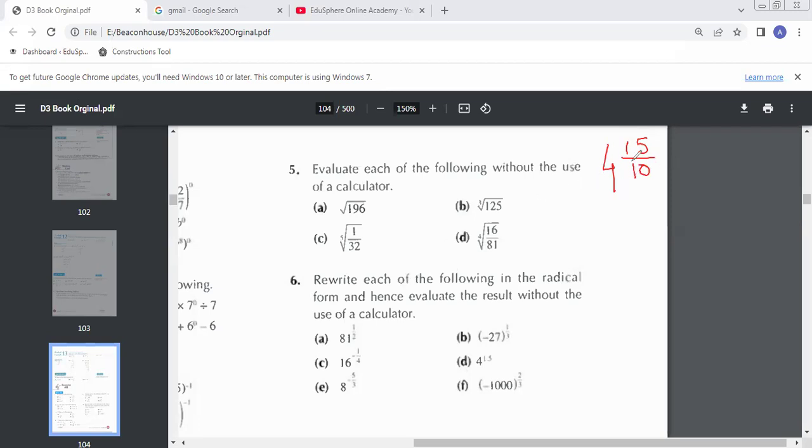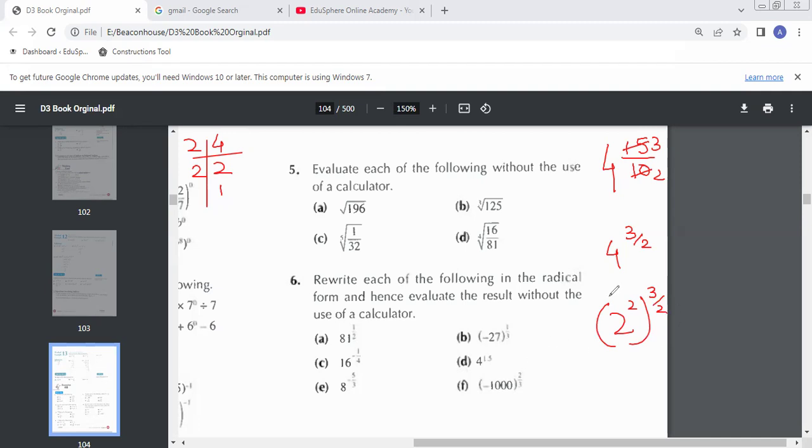At this stage, what can we do? We can simplify this fraction first. 15 and 10 are both divisible by the number 5. So 5 3s are 15, 5 2s are 10. So we got 4 power 3 by 2. Let's take the prime factorization of 4, which is very simple. 4 is 2 times 2, 2 times 1. So 2 2s are 4, which is 2 squared. And on top of it, we get 3 by 2.